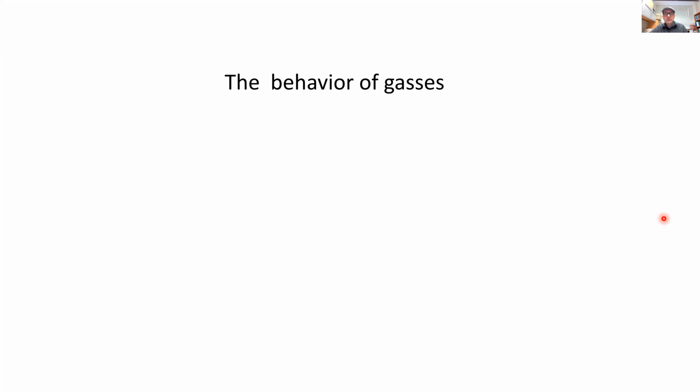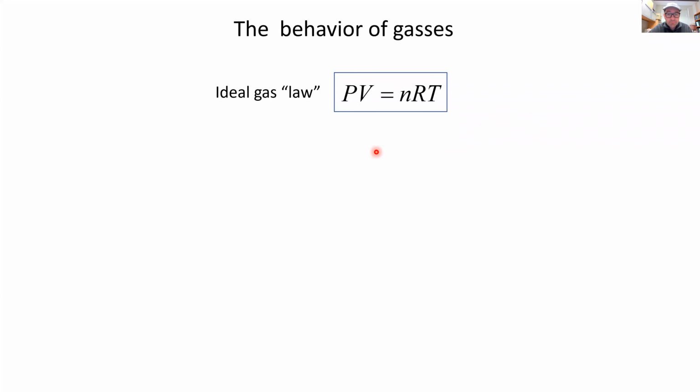Anyway, behavior of gases. Well, I'm assuming that most of you have taken some chemistry or something, even in high school, and you have heard of the ideal gas law. Law is in quotes. It's not really a law like Newton's laws are. But here it is. And what it does is it relates these characteristics of gases, the pressure, the volume, and the temperature. So if you change pressure, volume, and temperature of gases, these things will change one into another according to this relationship.